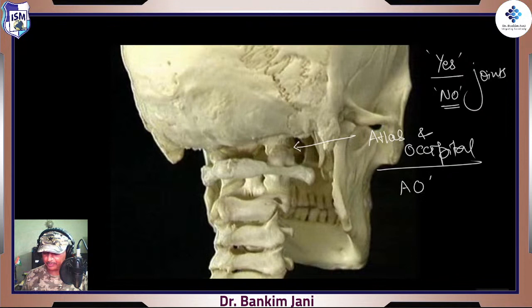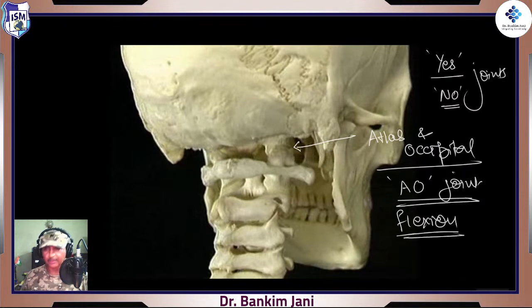Which we used to say as AO joint. Atlanto-occipital joint, that is for the flexion, correct? Plus, the flexion is the forward flexion, that is a normal flexion, plus the lateral flexion. So that is this movement and the lateral flexion movement, right? So that is by this joint.